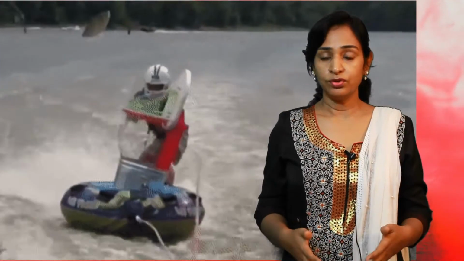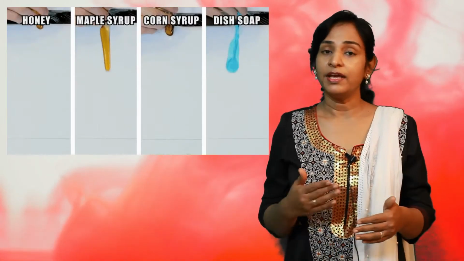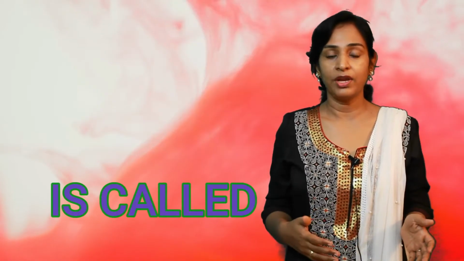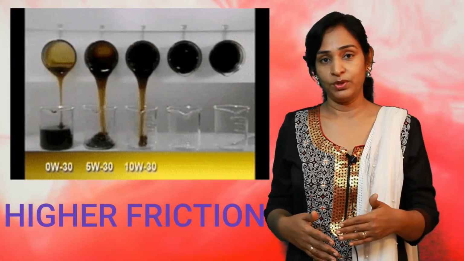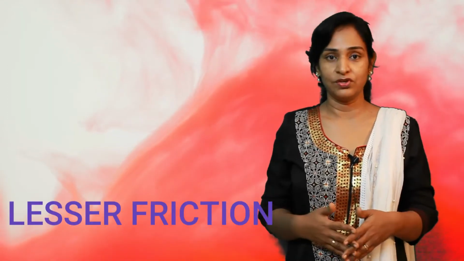All objects do not experience the same amount of friction when moving through a fluid. Let's see what are the different factors on which the fluid friction depends. The first factor affecting fluid friction is the nature of the fluid. Each fluid has a different tendency to flow. The resistance to flow is known as viscosity. The friction is high in fluids with high viscosity and it is low in fluids with less viscosity.